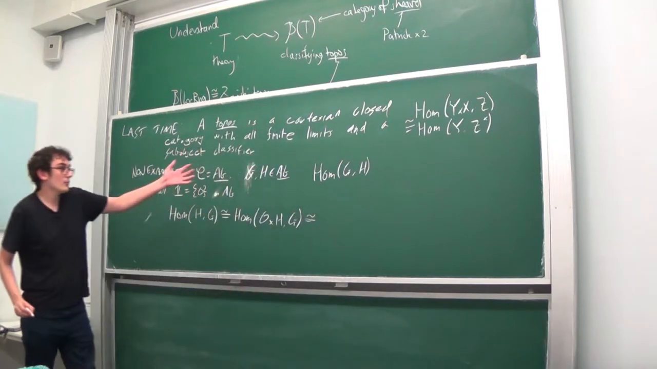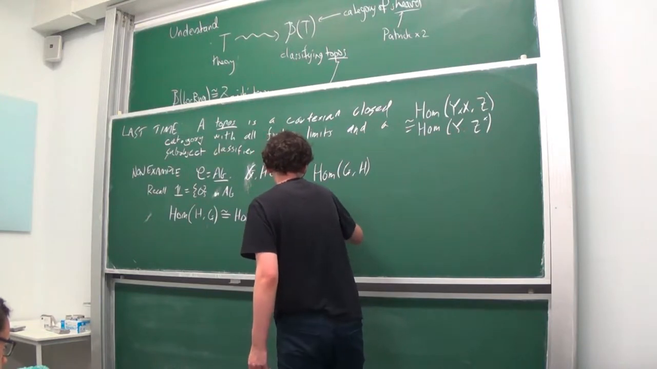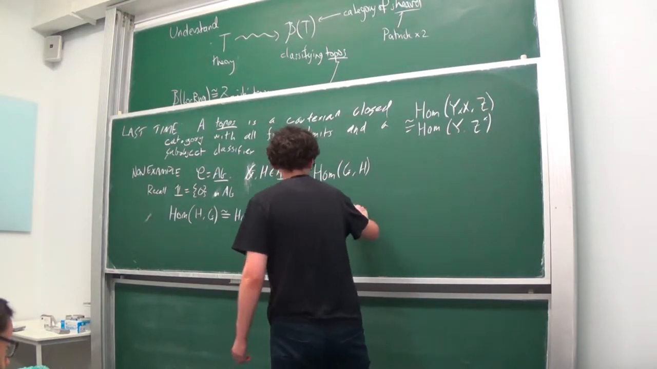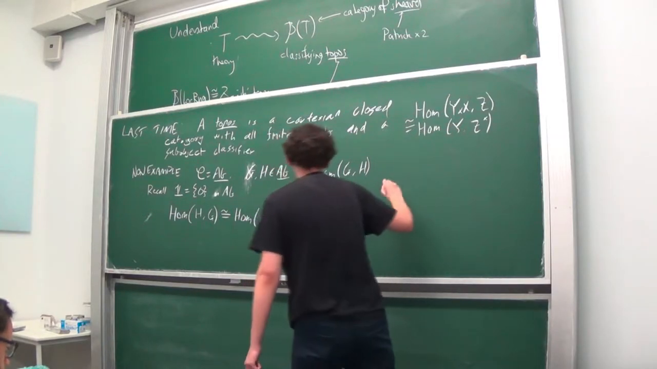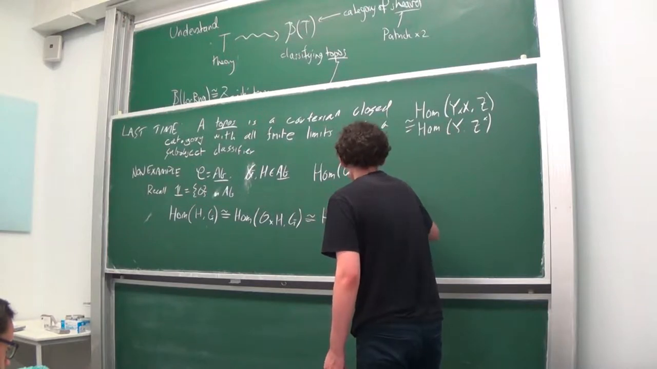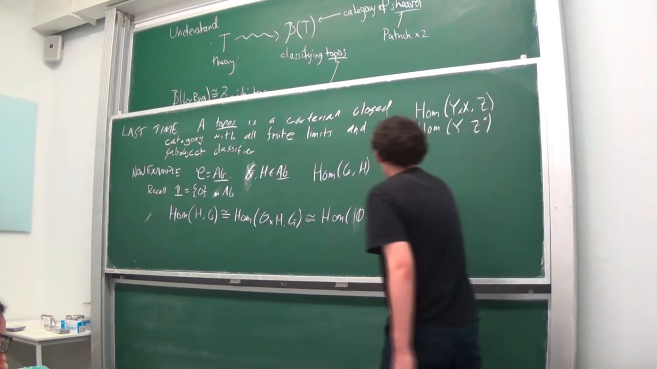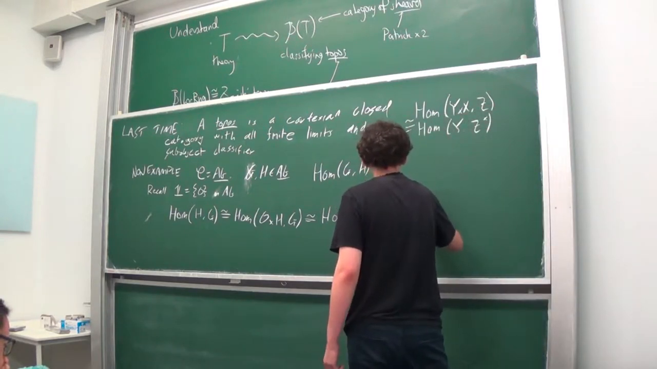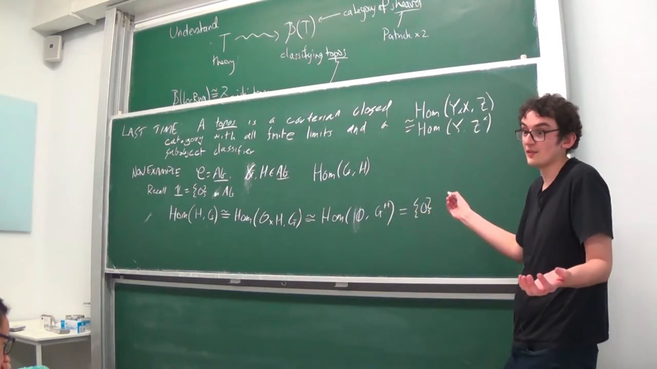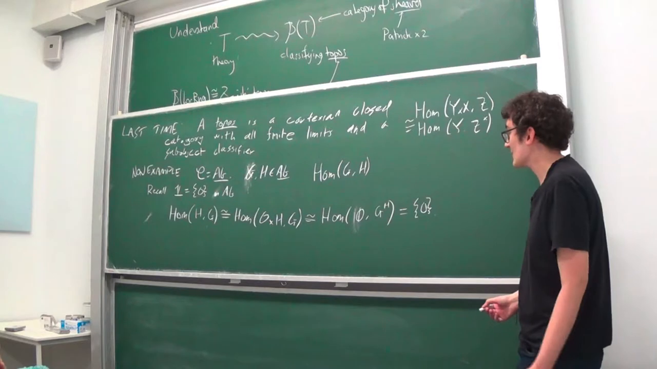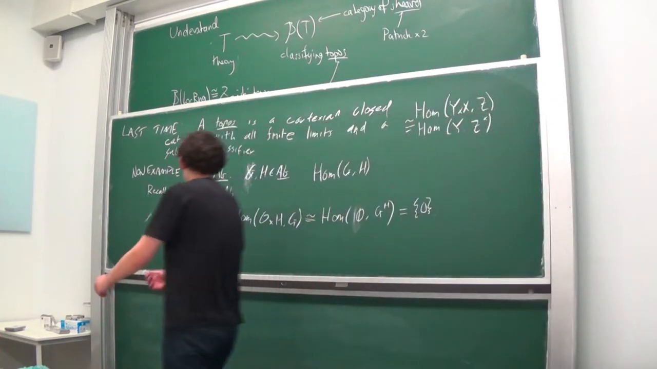By the property of exponentials, we therefore have the homset from 0 to G to the H, which is just a singleton. But that needs to hold for all groups H and G, so that's clearly ridiculous. So the only way that you're going to have an exponential for an object is if that object is specifically the trivial group. All right.